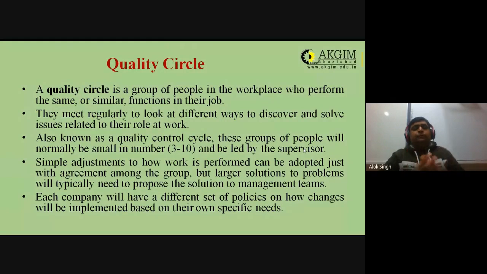So what is a quality circle? It is a group of people that will frequently discuss their work-related issues and plan for better improvement in their work area. If you talk about numbers, a small quality circle is a group of 3 people, or maybe a maximum of 15. So that is basically a quality circle.